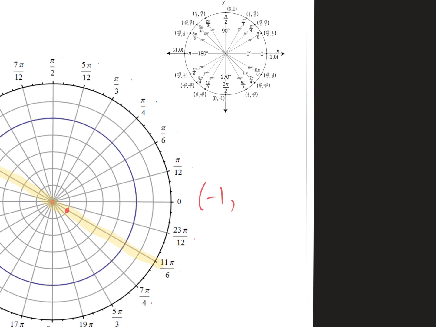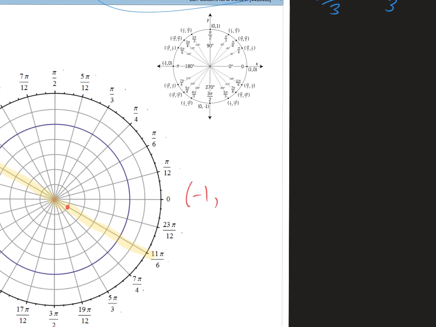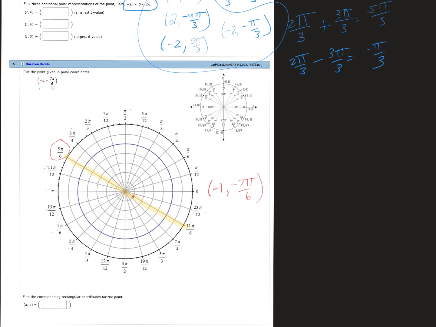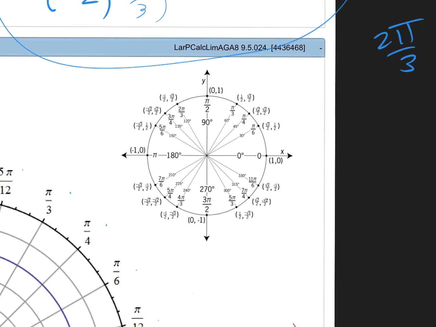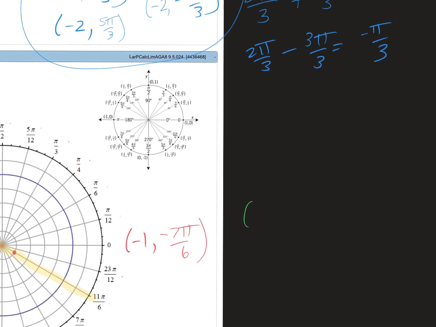have -1 and -7 pi over 6. Well, what's another way I can call 7 pi over 6? -7 pi over 6 is the same as 5 pi over 6. So what's the ordered pair there? -√3 over 2 and 1/2.